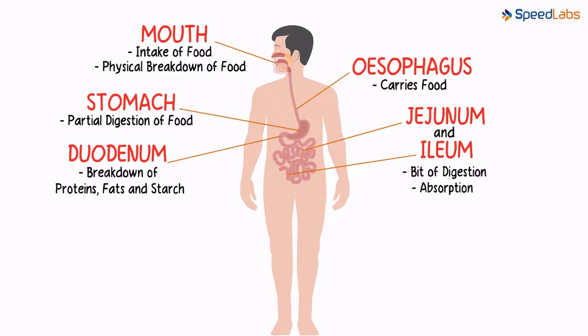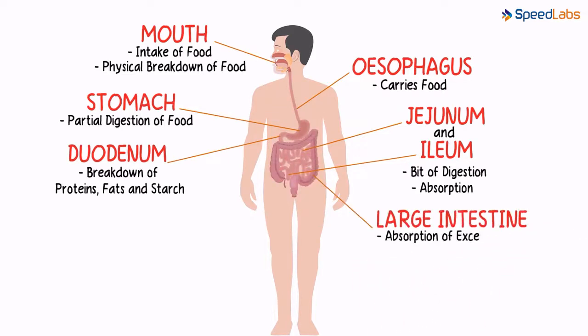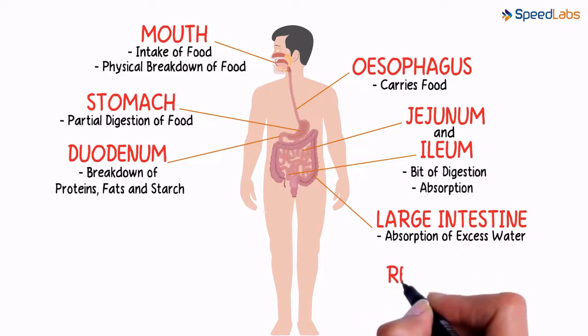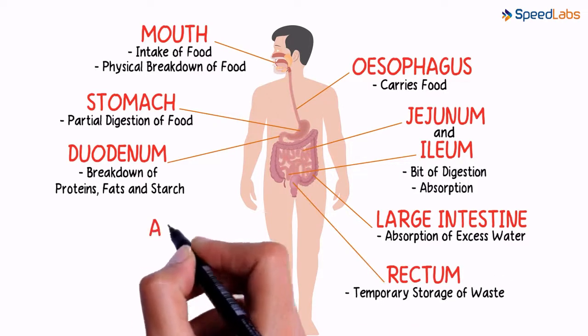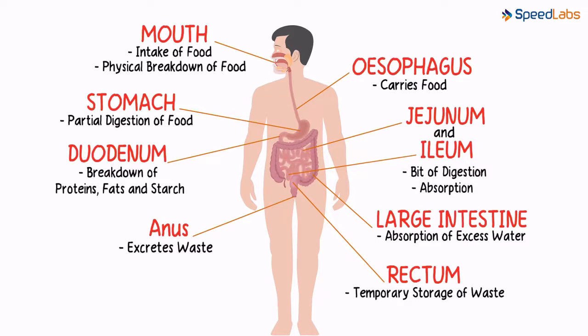And all the undigested waste, along with water, is sent to the large intestine. Here, water is absorbed and the remaining indigestible matter is stored in the rectum, waiting to be passed out of the anus. This was a short summary of how the digestion takes place in the human body.